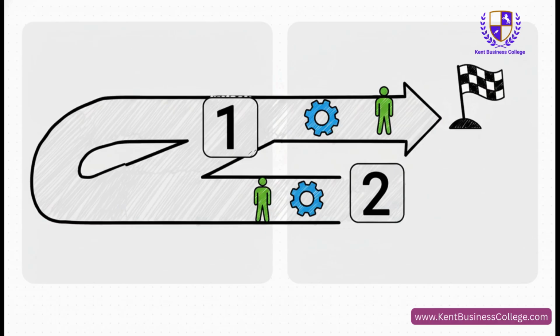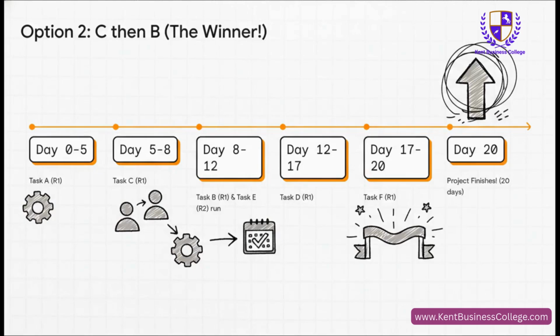The only way to know for sure which way is faster is to quickly sketch them both out and see which one gets us over the finish line quickest. And we have a winner. It turns out doing C before B gets the whole project done in 20 days. That's a whole 4 days quicker than the other way around. Let's just walk through it.